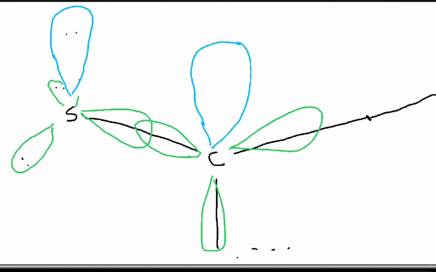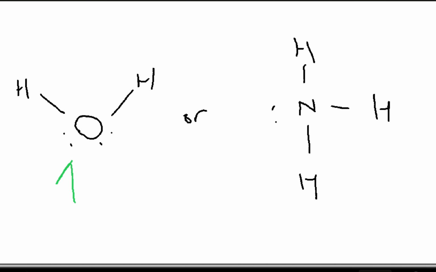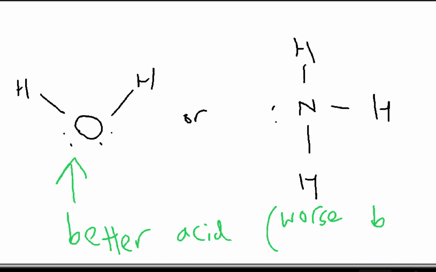Now, let's see where the negative charge is on each atom. This one has it on the oxygen, and that is more electronegative than the nitrogen, meaning it better stabilizes that negative charge, meaning it's a more stable conjugate base. And because it's a more stable conjugate base, that means that water is a better acid because it produces a more stable conjugate base, hydroxide.